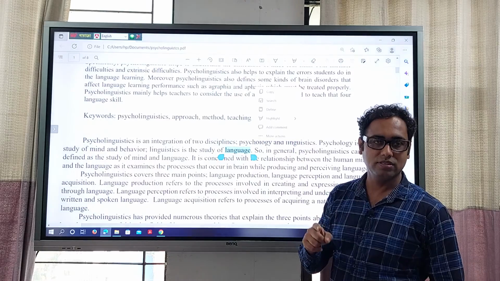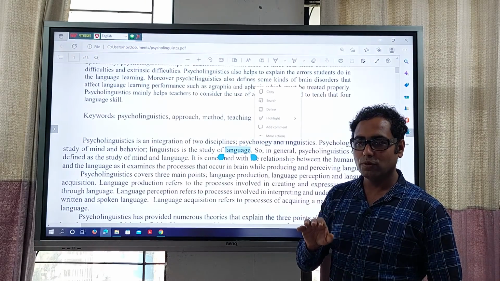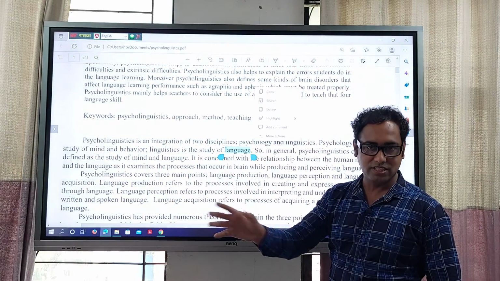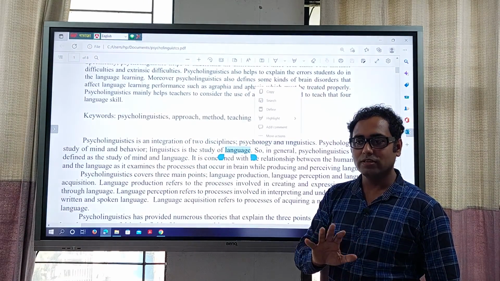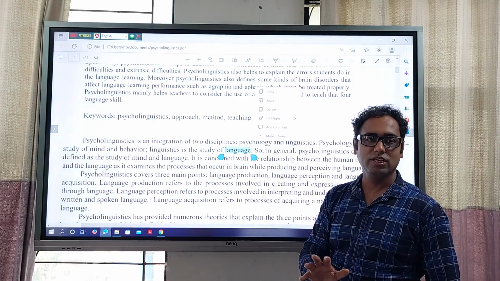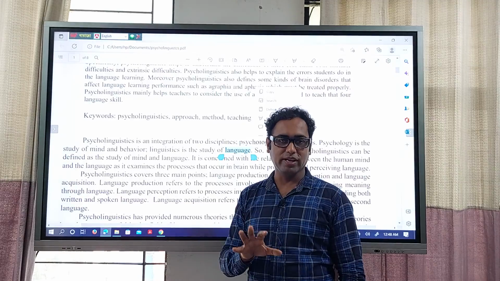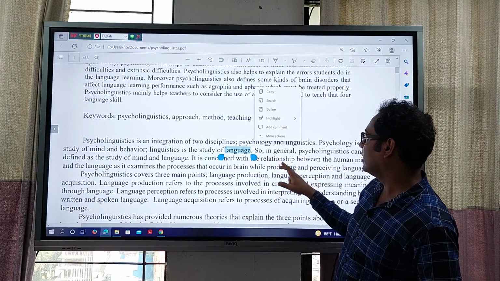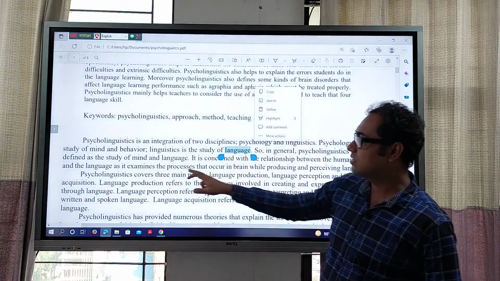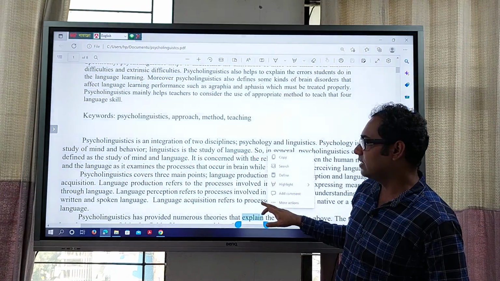So it's a combination. If you notice a child very carefully, if you notice a person from other districts of Bangladesh living in Chittagong, you will be able to differentiate the psychological aspects of language basically. So in general, psycholinguistics can be defined as the study of mind and language. So that is the idea.